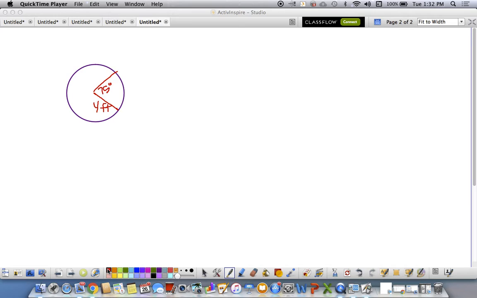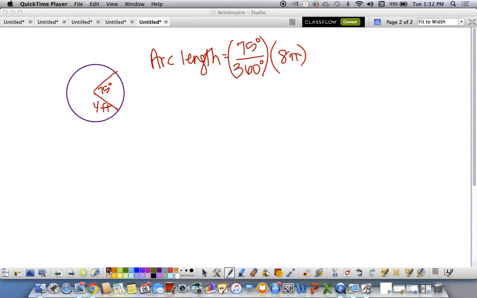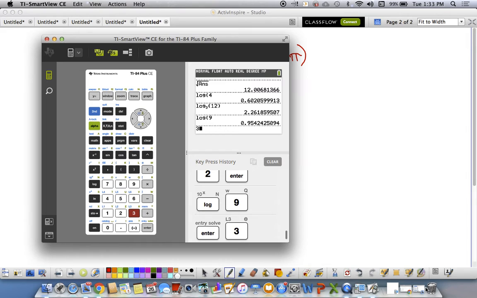75 degrees is the measure of the arc. The length would be 75 divided by 360. That would be the fraction, and then you do that times the circumference. 75 degrees over 360 degrees times what? 8 pi. Now the thing is, I still want it in terms of pi. So if you're putting stuff in your calculator, everybody get your calculators out. Alright, let's run it home.